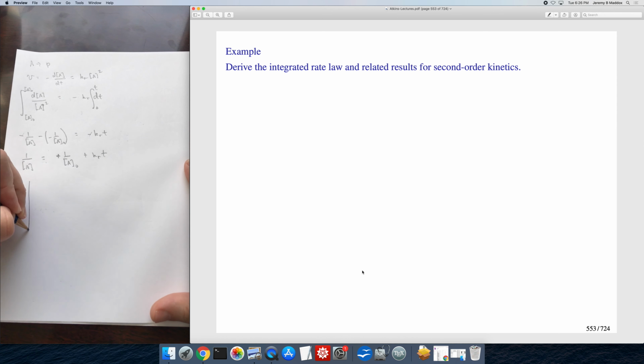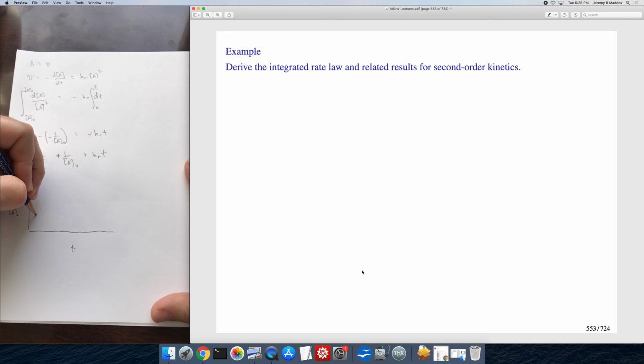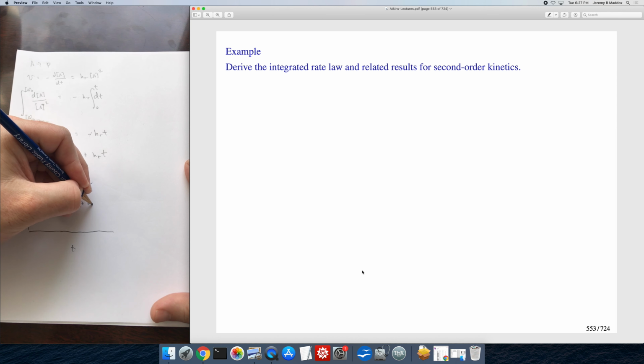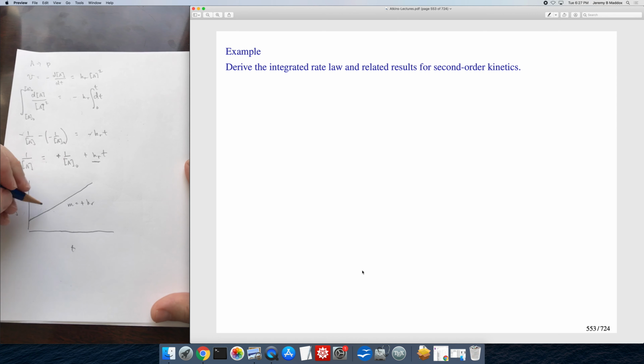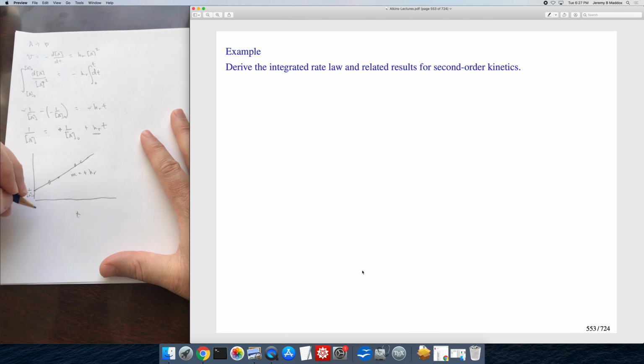If you plot 1 over A, the concentration of the reactant, versus t, what you'll find is an upward sloping graph where the slope is equal to plus Kr, and the intercept is 1 over A0. So for second order kinetics, you would design a different graph. You'd get your data, fit it to a straight line, and then the slope would be equal to the rate constant. The half-life, same procedure.